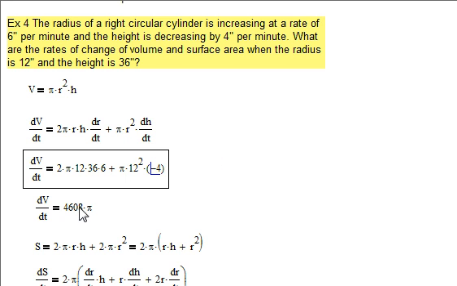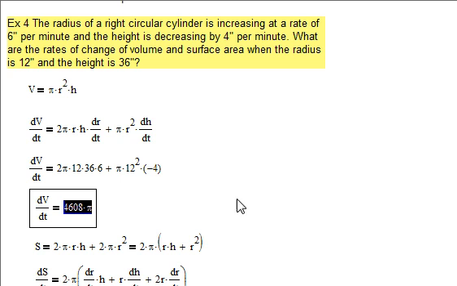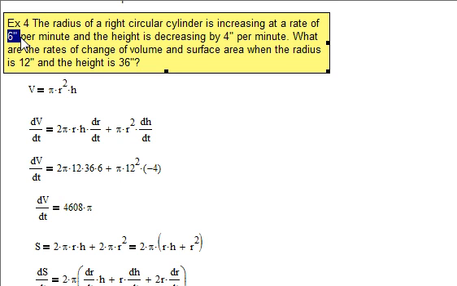So if you do the math on that, you get 4,608 pi as the change in volume per minute at that time, which is pretty substantial. But that's a pretty substantial change with the radius growing by 6 inches per minute and the height dropping by 4 inches per minute. So what about the surface area?